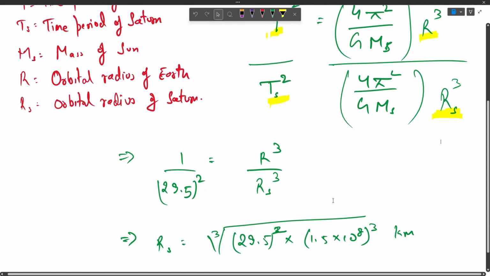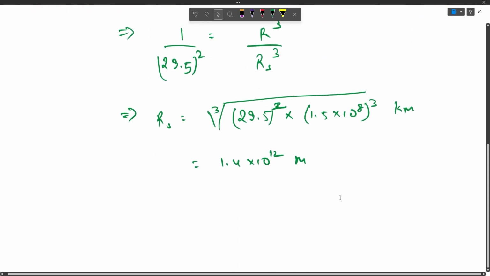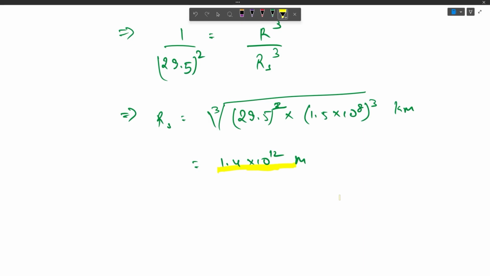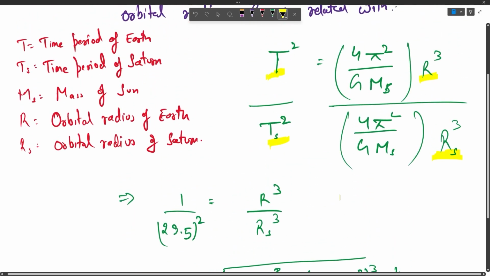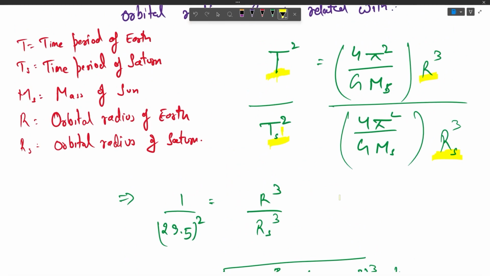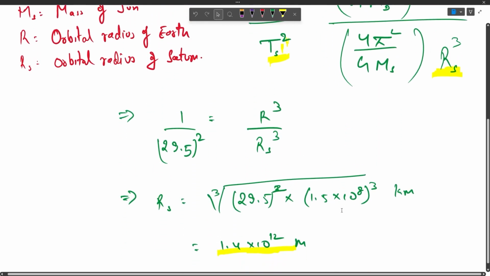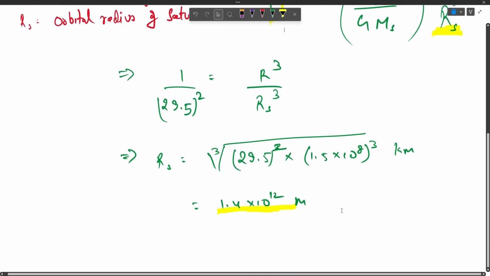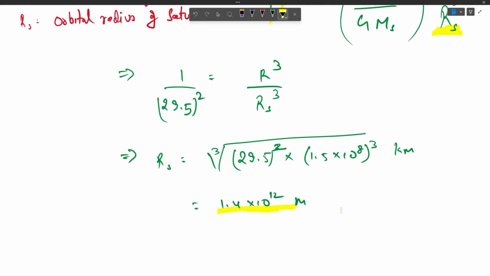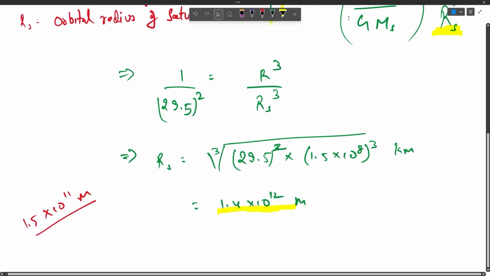So upon calculation we will find out that Rs can be calculated to about 1.4 × 10^12 meters. Now here we don't need to convert the time period into seconds, because they both have the same unit and we are taking a ratio, so it doesn't matter. We can simply use 1 and 29.5 squared. So we see here that the distance of Saturn from the Sun is about 10 times more than the distance of Earth from the Sun, as the Earth is 1.5 × 10^11 meters away from the Sun, and Saturn is 1.4 × 10^12 meters away from the Sun.